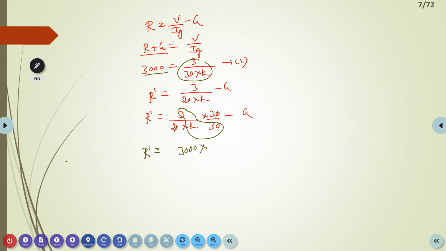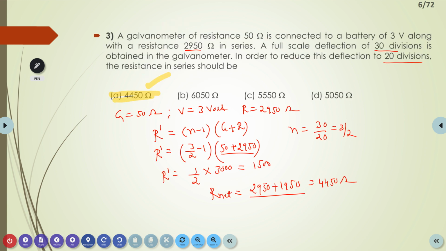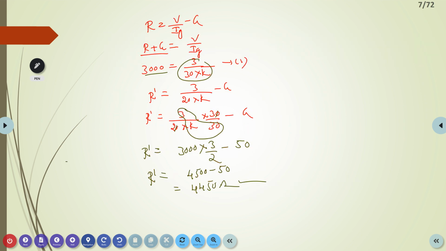So R dash equal to 3000 into, this 0 cancels, it is 3 by 2 minus 50. Now R dash equal 3000 into 3, 9000, 9000 divided by 2 equal to 4500 minus 50. You are getting 4450 ohm. Both answers are correct. But this method is a little bit lengthy, so you have to adopt the previous method. Okay, fine. Next question.